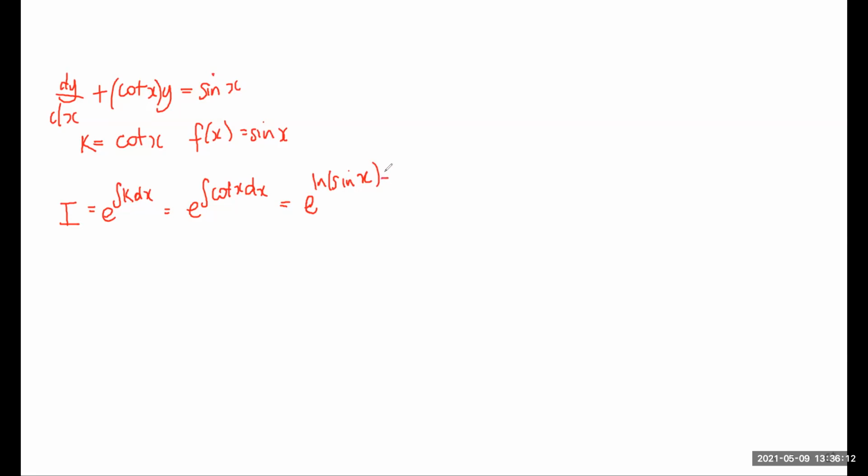Do I put the plus c up here? No, you don't put a plus c there when you're finding the integrating factor. Yes, that is correct. All right, what does that work out to be? E to the ln sine x, which is sine x. So write that down.